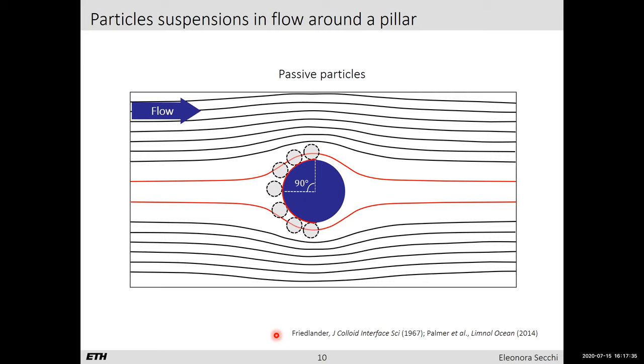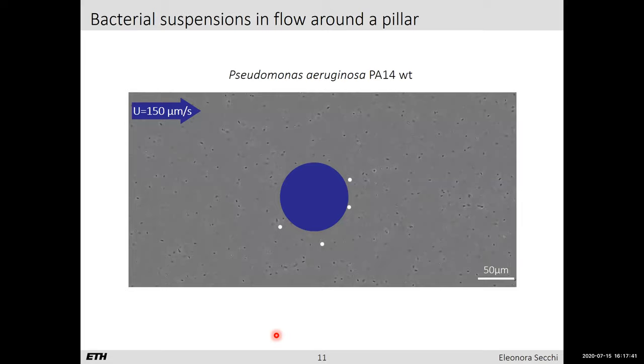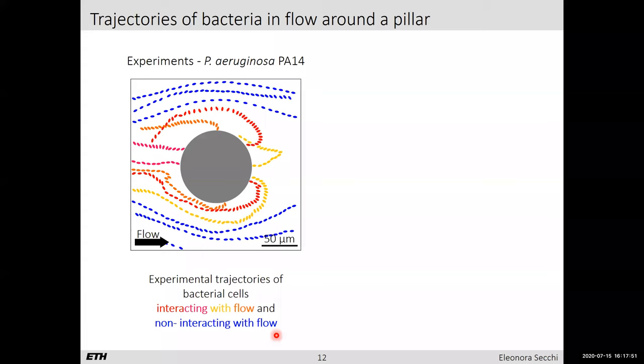Now I will show you what happens if we flow a suspension of Pseudomonas aeruginosa. We can see that the cell highlighted in white follows a really offbeat trajectory and ends up in the forbidden leeward side. So if we just follow some cells, we see that these trajectories, while the cells are crossing the high shear lateral region, which is here, are bent towards the backside, the leeward side of the pillar.